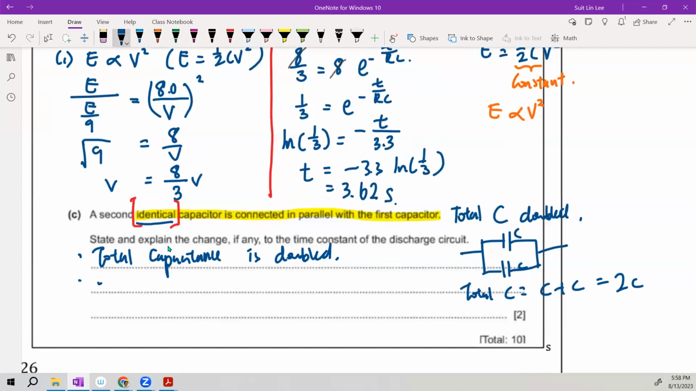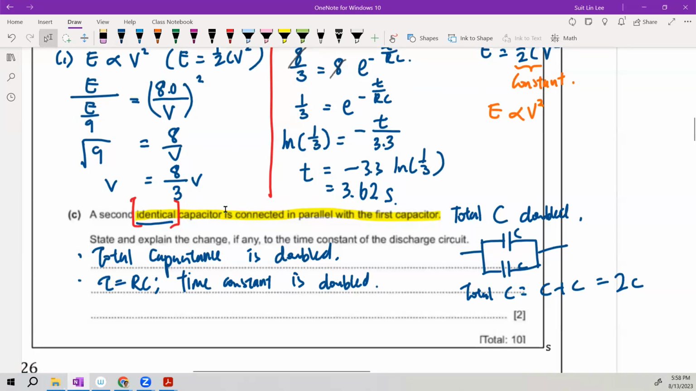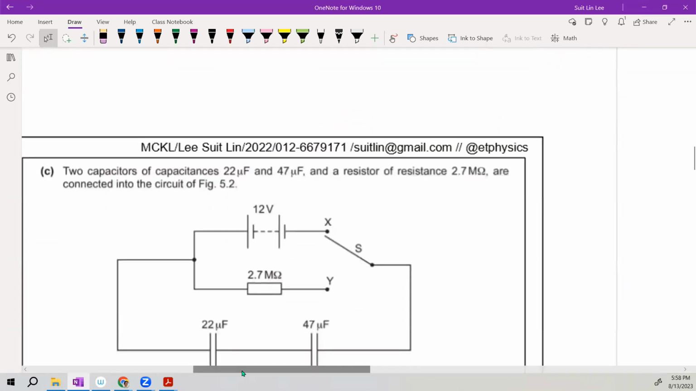If the total capacitance is doubled, from time constant is equal to RC, time constant is also doubled. So when the time constant is doubled from 3.3 to 6.6, the time is doubled. So instead of 3.62, it will be 3.62 times 2. Okay? So basically, the capacitor will take a longer time to discharge. So the capacitor question could look like this one. All right, moving on to the next one.